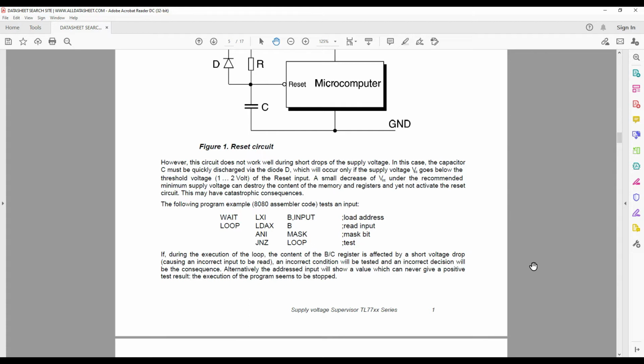The following program example, 8080 assembler code, tests an input. If, during the execution of the loop, the content of the BC register is affected by a short voltage drop, causing an incorrect input to be read, an incorrect condition will be tested and an incorrect decision will be the consequence. Alternatively, the addressed input will show a value which can never give a positive test result. The execution of the program seems to be stopped.